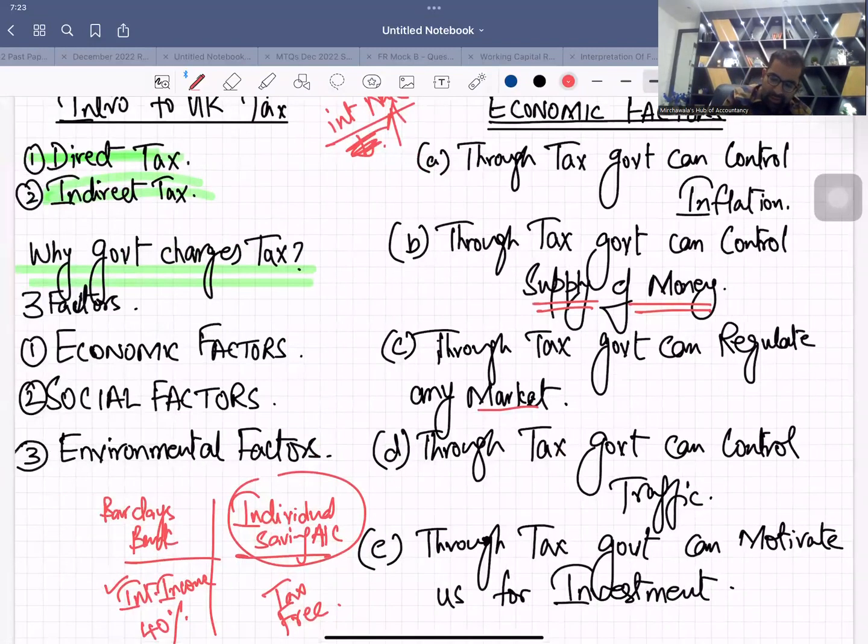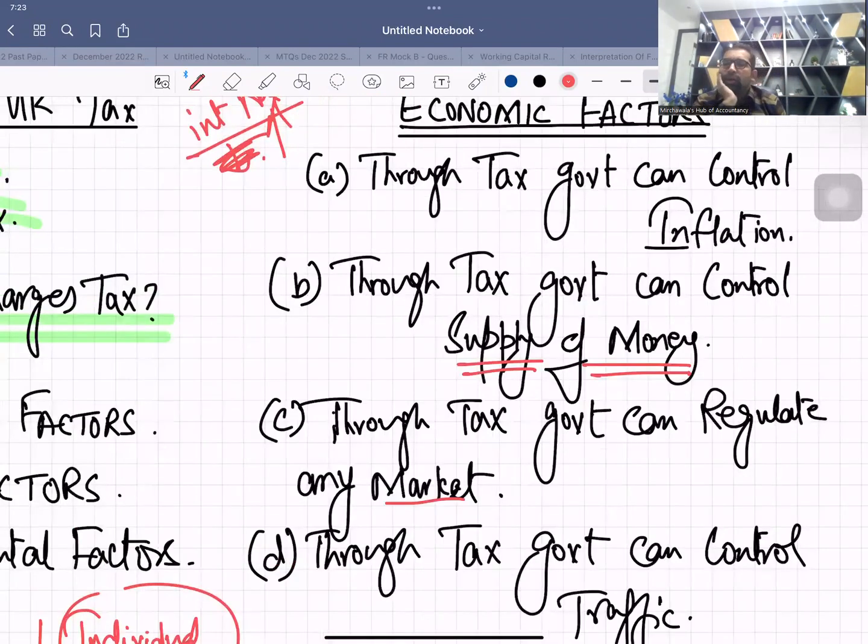So I have just discussed these first 3 points. Please, students, look at the screen and read it. Be careful.